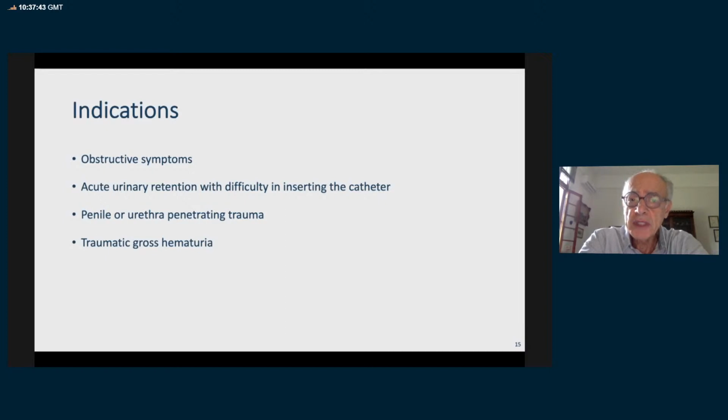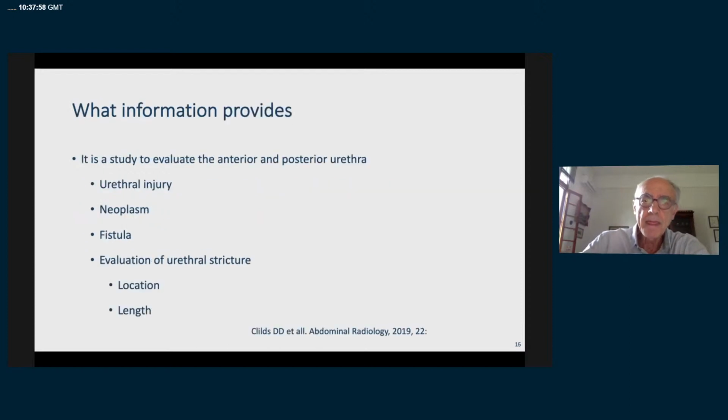The indication of this exam is in obstructive symptoms, in acute urinary retention with difficulty inserting the catheter, in penile or urethral penetrating trauma, and also after traumatic and gross hematuria. What information does this study provide? In this study, we evaluate the anterior and posterior urethra, evaluate urethral injury, neoplasm, fistula, and evaluate urethral stricture, location, and length.